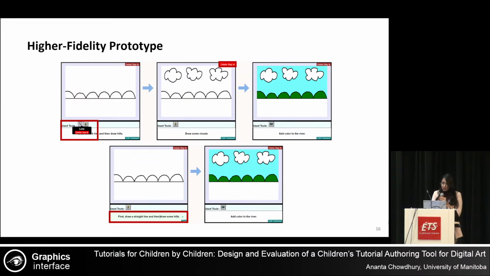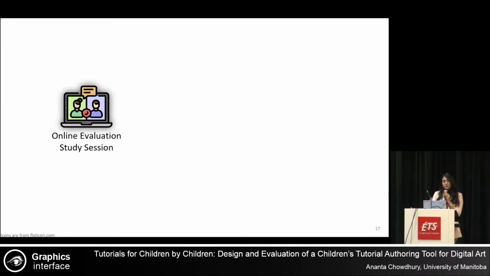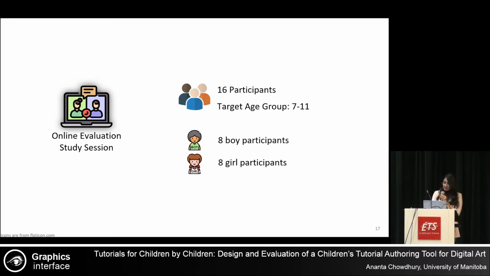So while creating this prototype, our goal was to use it as a means of further inquiry in another study. We used this in a second study, which was supposed to be in person, but due to the COVID-19 restrictions, we had to do it online. So we had 16 participants, where the target age group was 7 to 11 years old, and we had 8 boy and 8 girl participants.